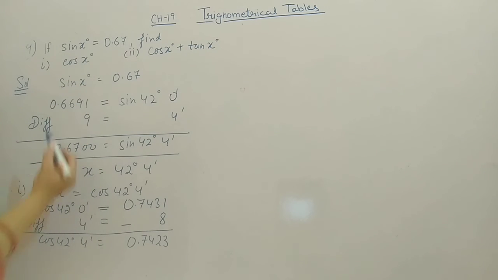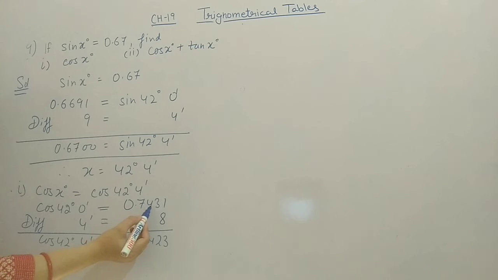So first part, cos x degree means cos 42 degree 4 minute, which is equal to, first check the value for 42 degree 0 minute in the table, 0.7431. Then the difference is 4. Check for difference, it is coming 8. And we know for cos we have to subtract. So cos 42 degree 4 minute will be 0.7423.